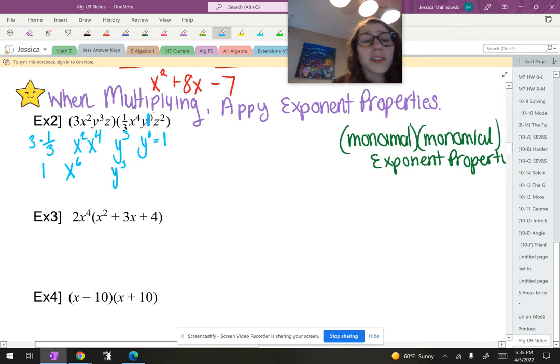And last but not least, looking at the z's, we have a z, regular z with no exponent, which means it's a 1, times a z squared to give us a z to the 3rd. And I just denote my z is different from my 2's with that little line.